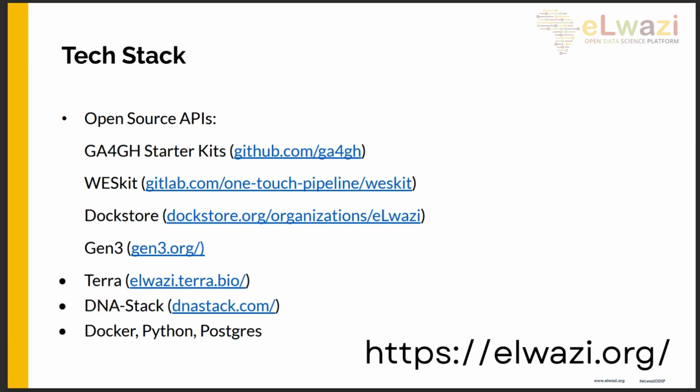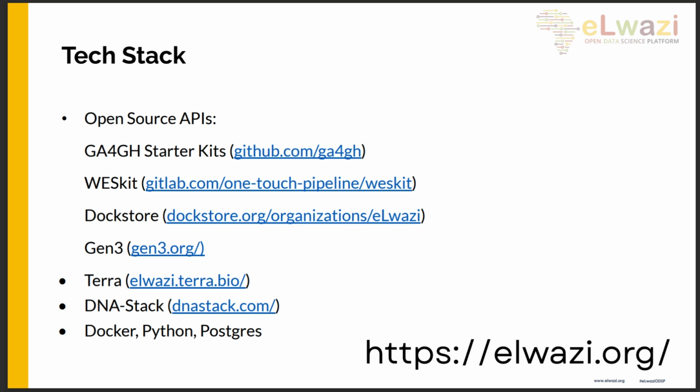So this is the tech stack that we have that is making all this possible. As you can see, again, I mentioned the GA4GH standards. They're actually pretty crucial to this whole setup. And we have WESkit, which is an open source API that has the WES standards implemented in it. And we also have Dockstore, and we have Gen3 again, which you can use for setting up data commons.